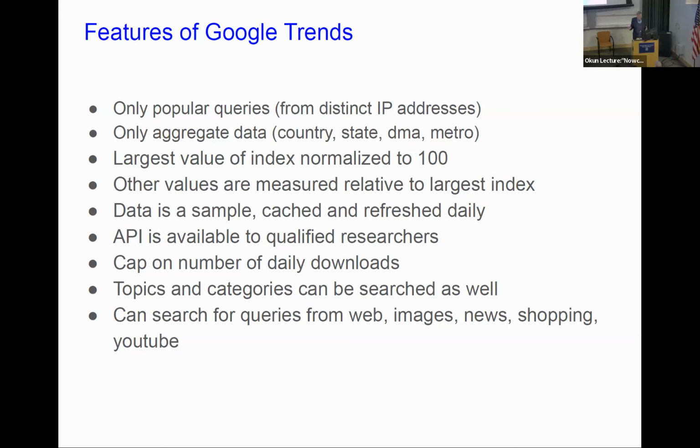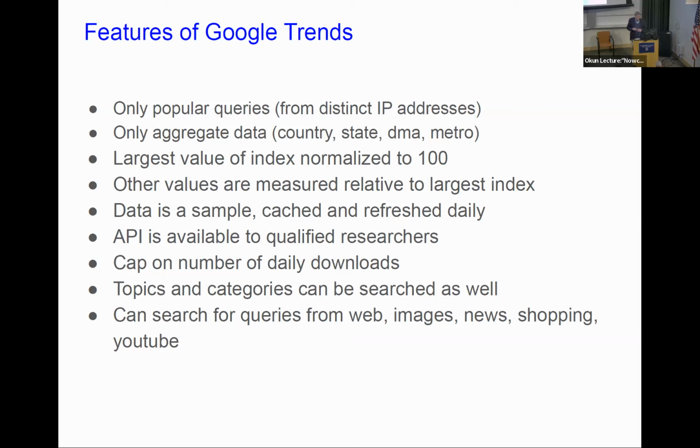You only look at aggregate data, so you can look at it by country, by state, by DMA, that's direct marketing, what's the A stand for? Direct marketing something area. And the metro, the city as well. So you see the issues where this, like the one I showed you for New York, cases where you see the geographic variation in this topic. So the largest value of the index is normalized to 100. Other values are measured relative to the largest index. Data is a sample. It's cached and refreshed daily, as I said.